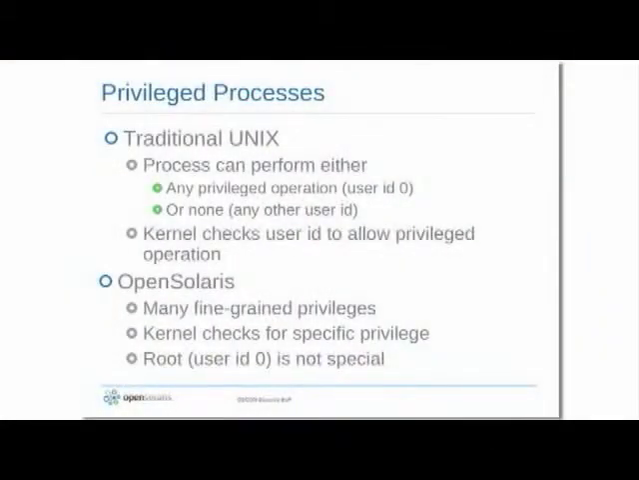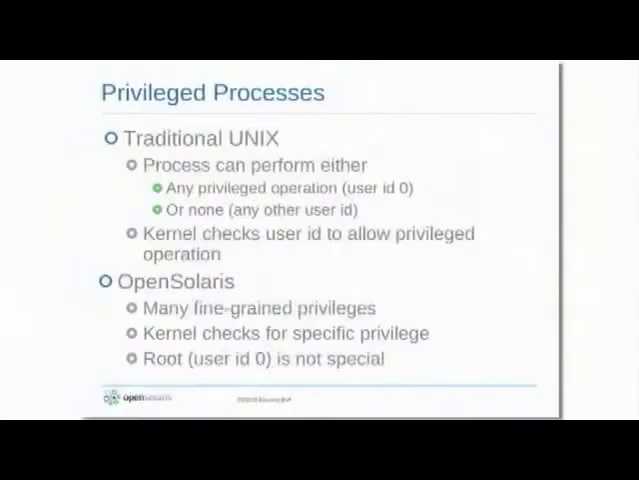So the first slide just gives an introduction to what the privilege system is all about in OpenSolaris. In traditional Unix systems, a process basically is either able to perform any privileged operation if it's running with user ID 0, or it has no privileges associated with it if it's any other user ID. And within the kernel, all the privileged operations involve a check to see is the user ID 0 or not to decide whether the operation should succeed.